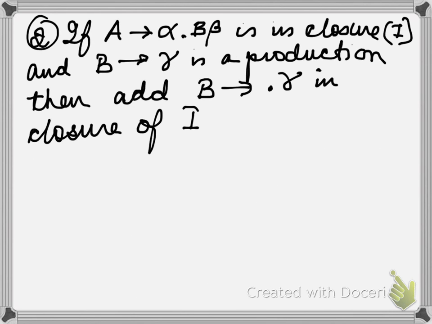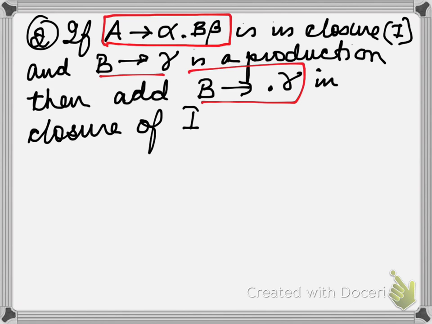Then the second point, which is most important: if in the closure of I you have an item like A derives alpha dot B beta, where alpha is a string of grammar symbols, beta is also a string of grammar symbols, and B here is a non-terminal, so it's a variable, and there is a production B derives gamma, then we include in the closure of I the item B derives dot gamma. So again, let's see an example.